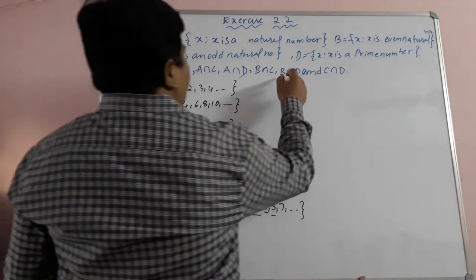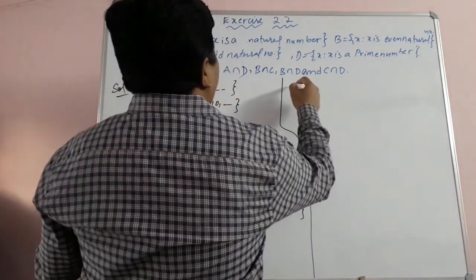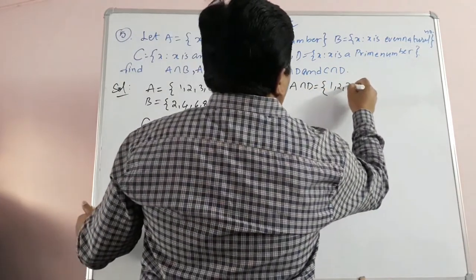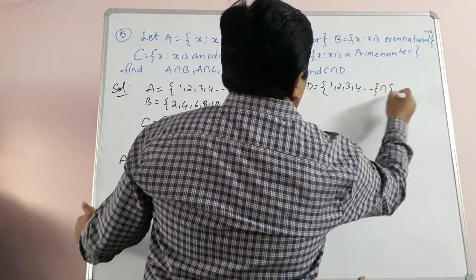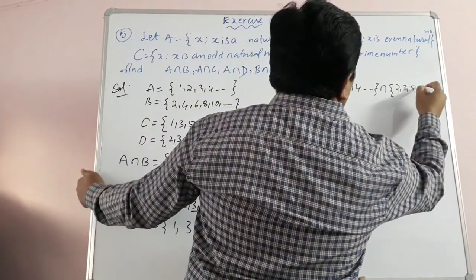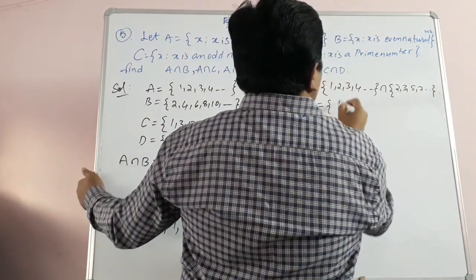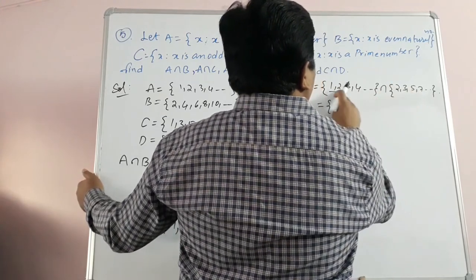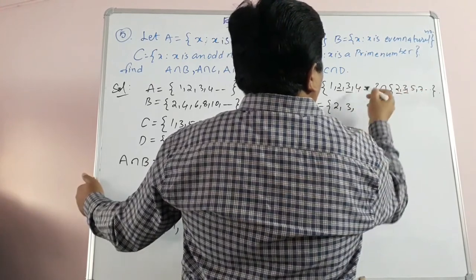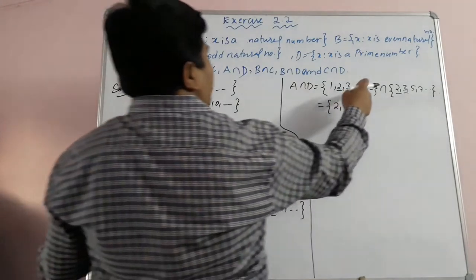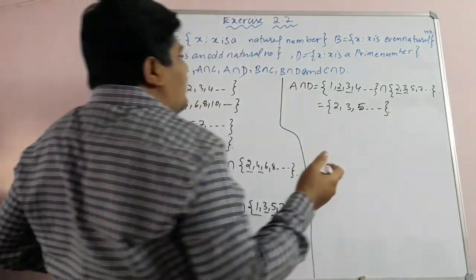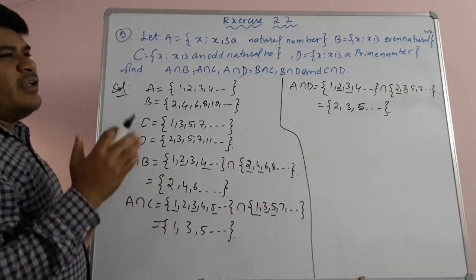Now take A intersection D. What is A, children? All natural numbers: 1, 2, 3, 4, and so on. D means the prime number set, children: 2, 3, 5, 7, and so on. So what will you get here? 1 is in the first set but not in the second set, so we should not take 1. 2 and 2 are the same, you can take. 3 and 3, you can take. 5 is also a natural number, so it will come here. 5 and 5, you can take. 7 and 7, you can take. So 2, 3, 5, and so on. This is the set of common elements of the natural number set and the prime number set.